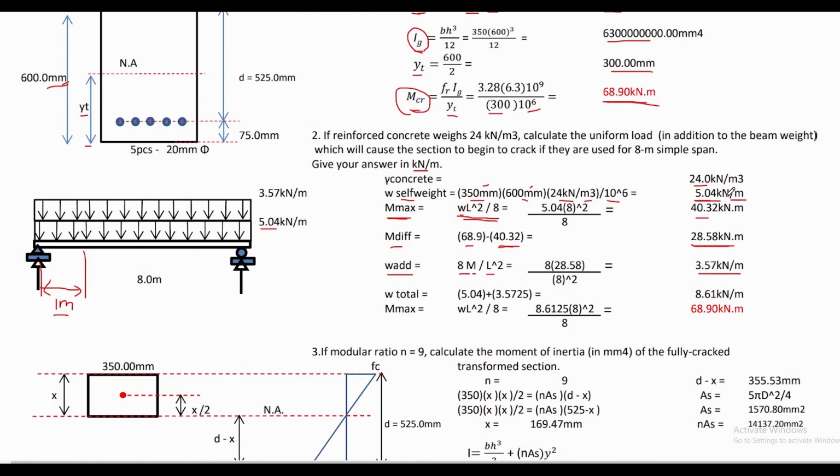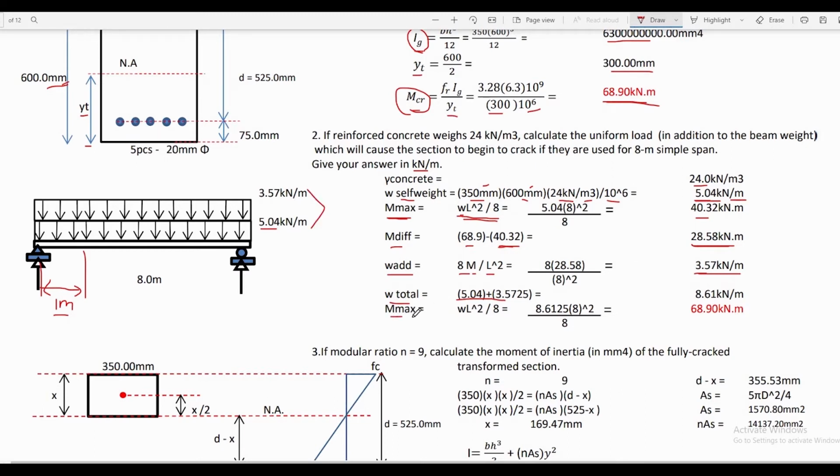per meter. So in addition to 5.04 kilonewton per meter weight of the beam, a uniformly distributed load of 3.57 kilonewton per meter can still be resisted by the beam without exceeding the cracking moment in a span of 8 meters. So if we add 3.57 to 5.04, that is the total weight that the beam can carry. So it is illustrated in this figure.